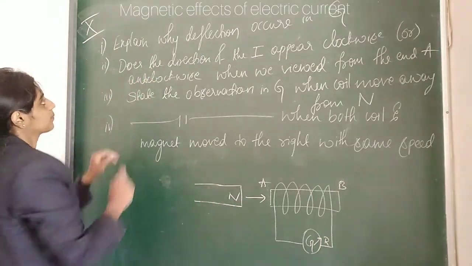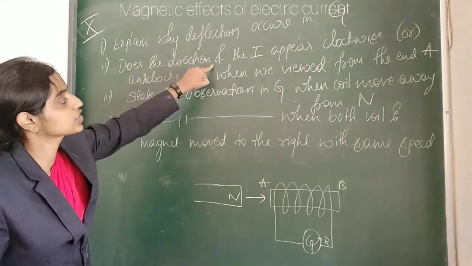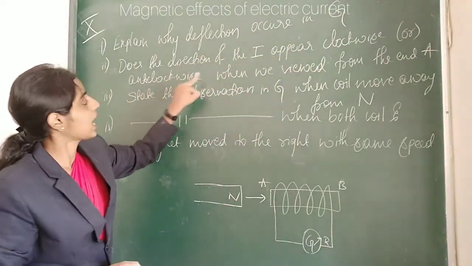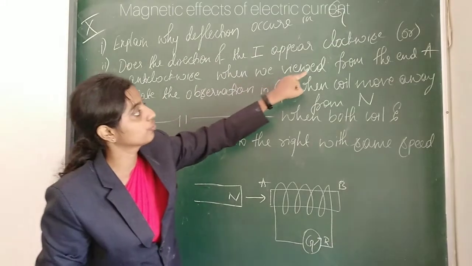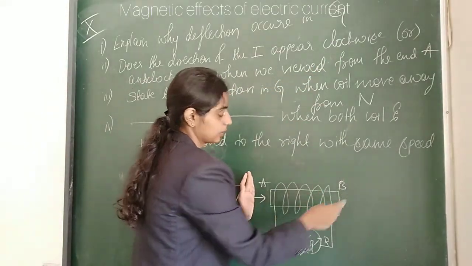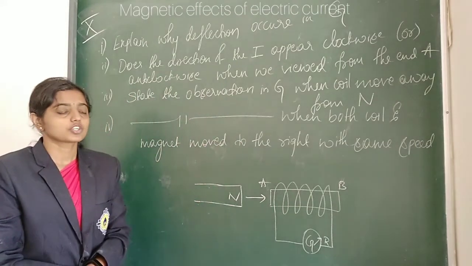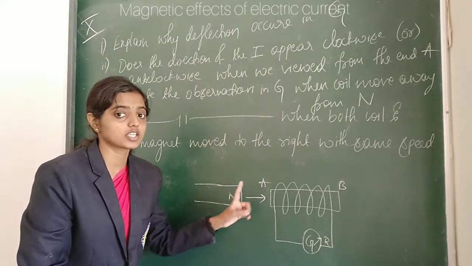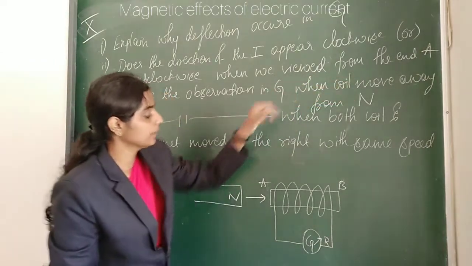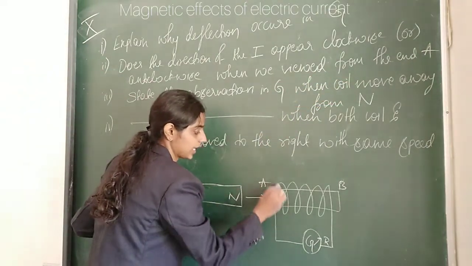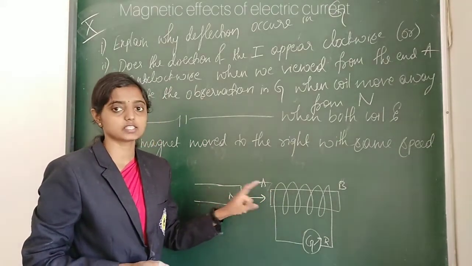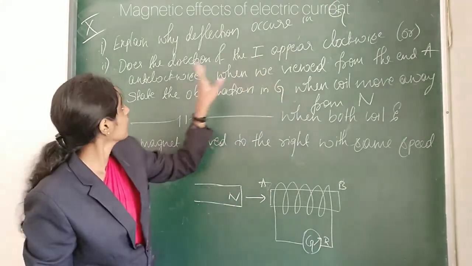And the next question: does the direction of current appear clockwise or anti-clockwise when viewed from end A? So here they named this coil's ends A and B. Once again, read the question. What are they asking? What is the direction of current when viewed from end A? So when we take this end, that is A, what will be the direction of current in this part? Whether it is clockwise or anti-clockwise.